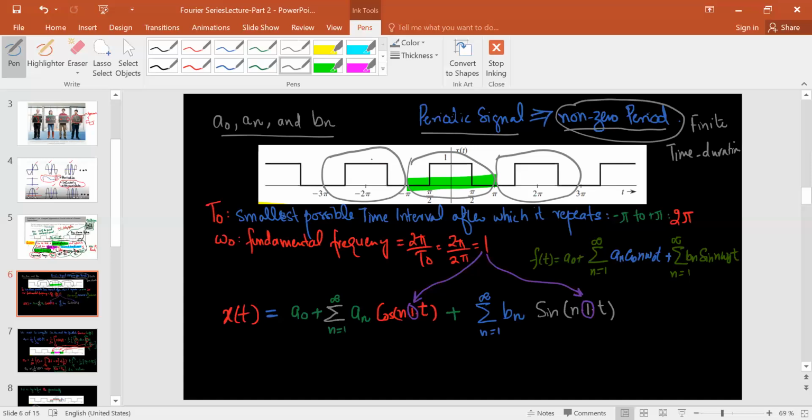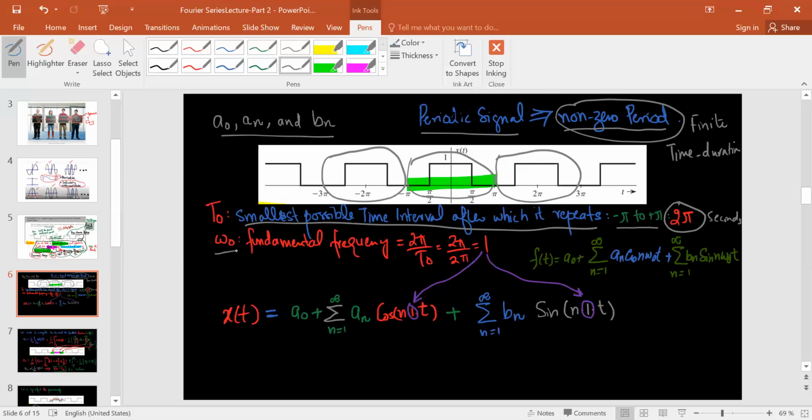After that particular time duration it repeats. So what is the time duration after which it repeats? The time duration is the smallest possible time interval after which it repeats. And if you look at this, the smallest time interval is minus pi to plus pi. So the period of this particular square wave is 2 pi. So it's periodic, and it has period 2 pi. But keep in mind, this 2 pi is time, so the units are seconds. Don't think 2 pi is an angle, or 2 pi radians. No, this is 2 pi seconds, because we're talking about time.